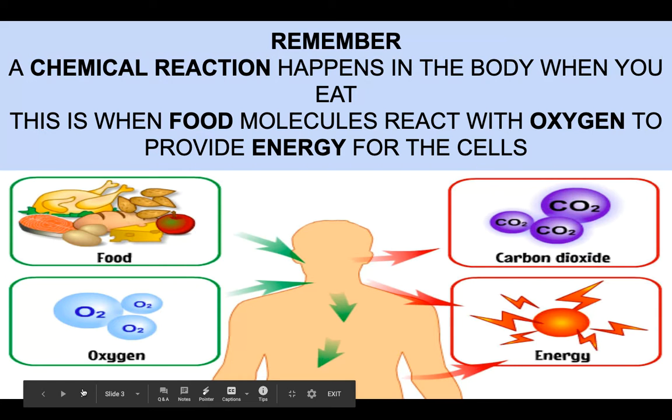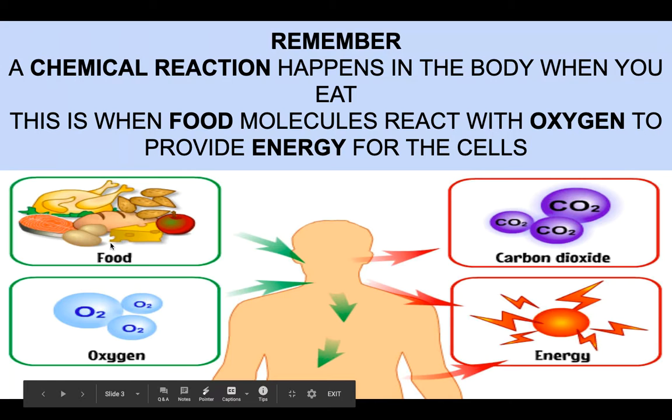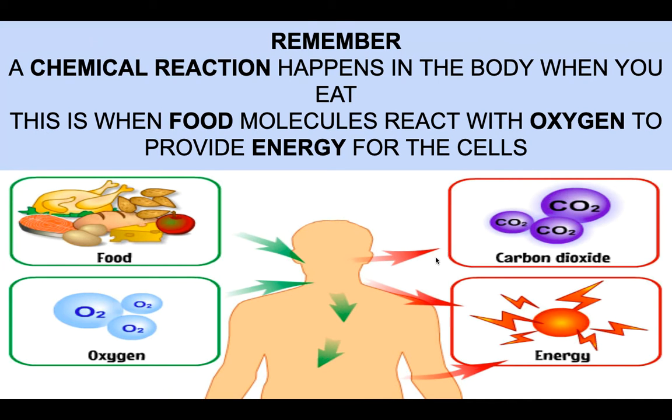Please remember, a chemical reaction happens in the body when you eat. This is when food molecules react with oxygen to provide energy for the cells. So you've got your food, and as you can see the green arrows, you're taking food in, you're breathing in oxygen. All of that causes a chemical reaction in your body. And what do you release? You release what the body did not use, which is your carbon dioxide, and any energy that you need, you're able to release it. So that's even with just your eye movement, moving your hands, talking, moving the mouth, walking.